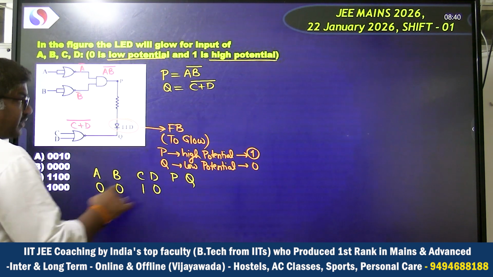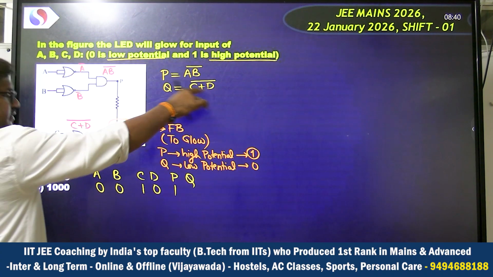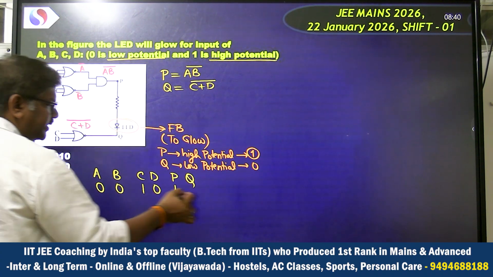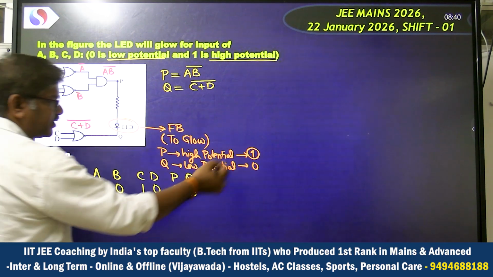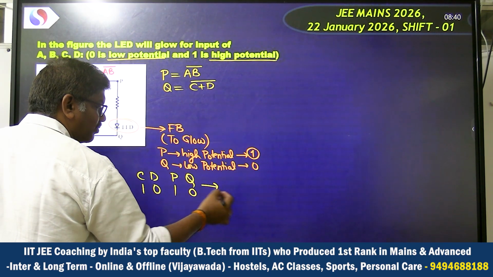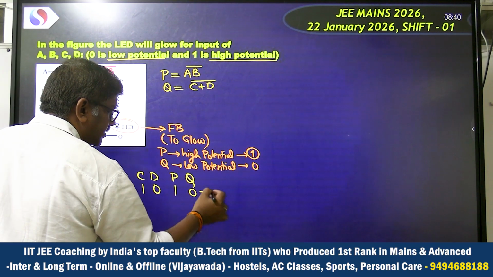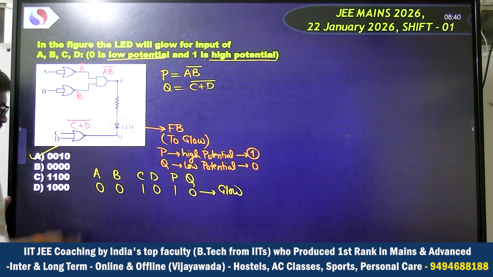That means what is P? AB will be 0, bar is 1. What is C plus D? C plus D is 1, bar is 0. So this is the result of the first option, which I think is the correct option because we need 1 and 0. That means in this case the LED will glow. So your correct answer is 1 only.